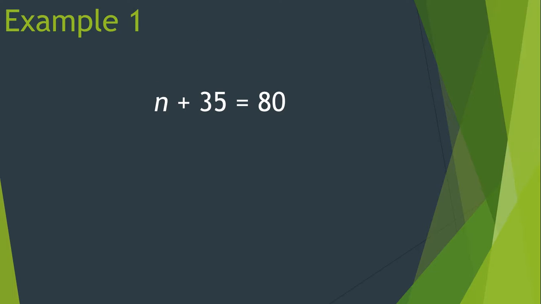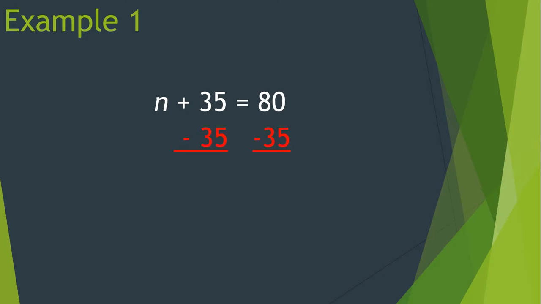So now let's look at an example that involves variables. Here we start off with an equation that says n plus 35 is equal to 80. So we start off with an addition problem, so we need to do the inverse of addition, which is subtraction. And again, in order to keep it balanced, what we do on one side, we need to do to the other side.